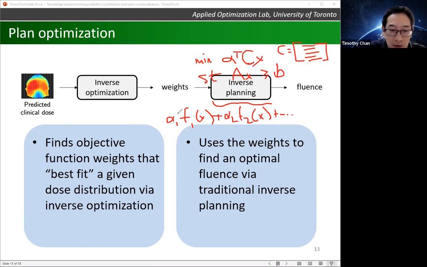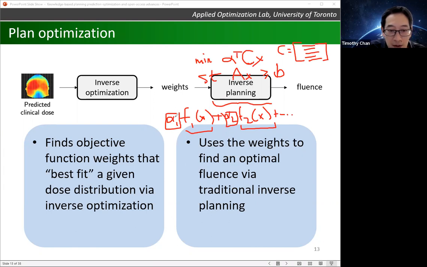So if you knew what the right values of alpha were, this would basically say things like: alpha 1 would be the importance of this first objective, alpha 2 would be the importance of the second objective, and so on. And so these objectives would be things related to the dose criteria. So we want to deliver a lot of dose to the tumor. We want to deliver not very much dose to the brainstem. We want to deliver not very much dose to the spinal cord, and so on.